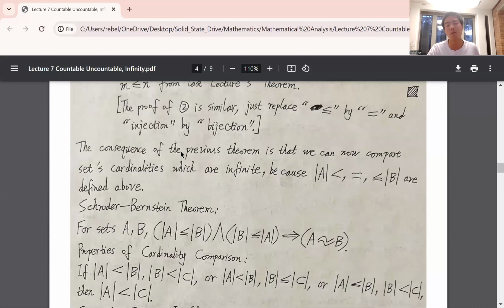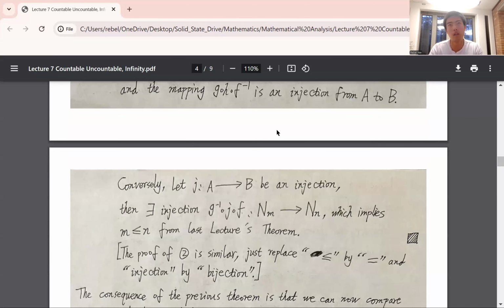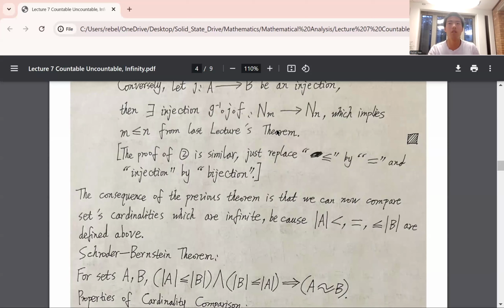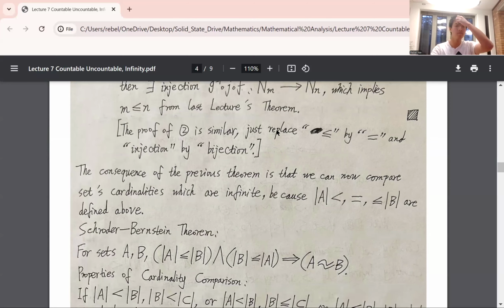Okay, so the consequence of the previous theorem is very important because it provides us a way to calculate cardinalities and compare cardinalities between infinite sets. So from now on, if we want to compare the cardinality of two infinite sets, we just find if there's a bijection or not, if there's an injection or not, or if there's only an injection and not a bijection, and we can say which one is larger and which one is smaller.